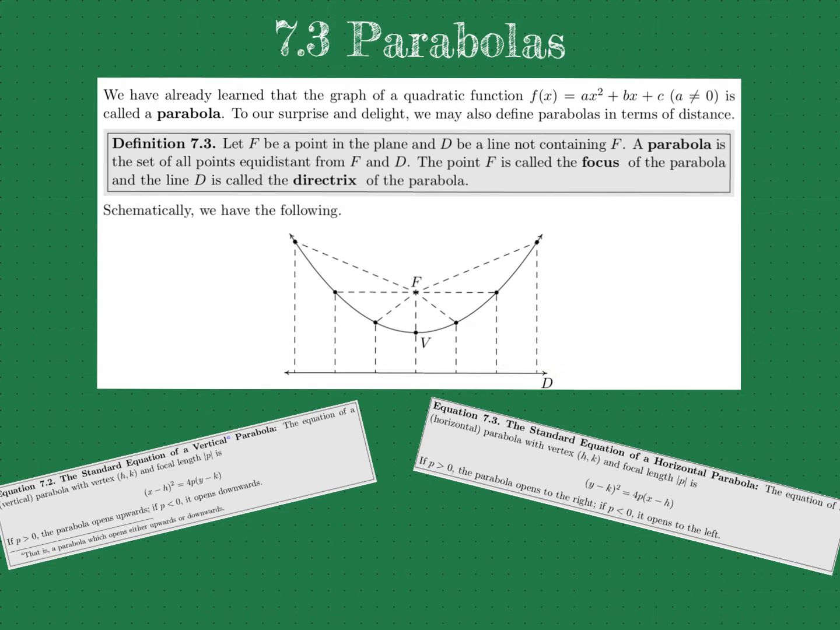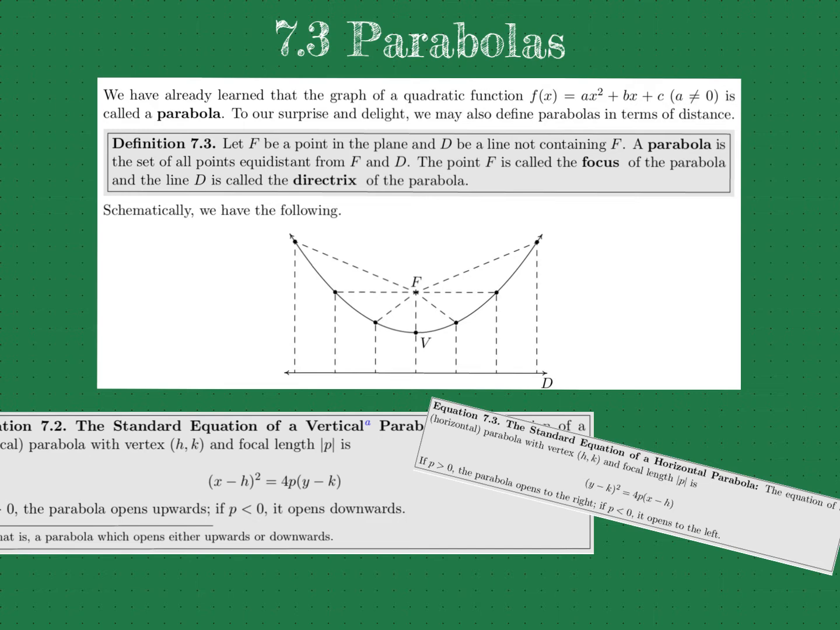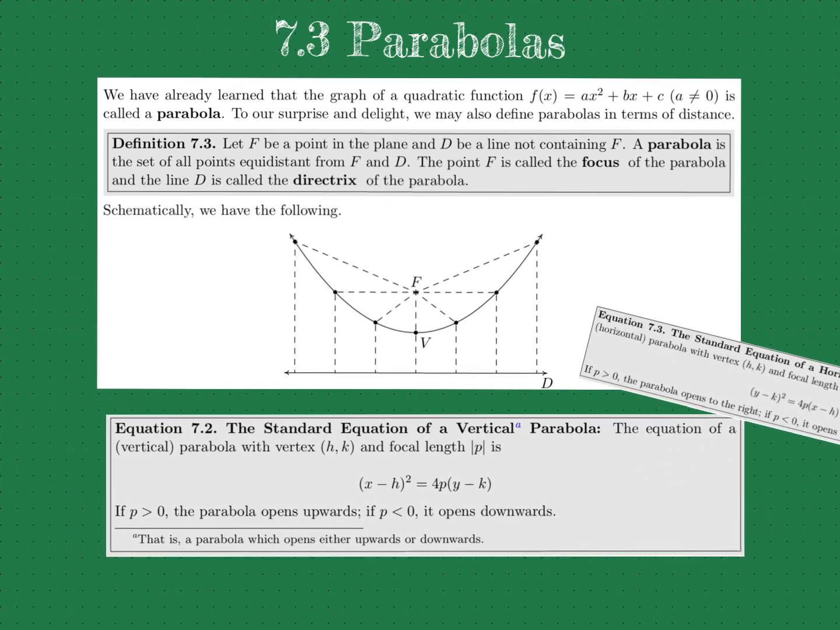So in order to define a parabola in terms of distance, every single one of these infinite points on this parabola is equidistant from both the focus, F, and the directrix, D. So if you take a look at, let's say, this point all the way up here on our parabola, this distance right here from this point to the focus is the same distance as its distance to the line called the directrix. We will be taking a look at vertical parabolas, parabolas that open up or down.